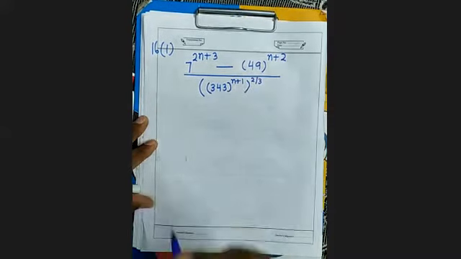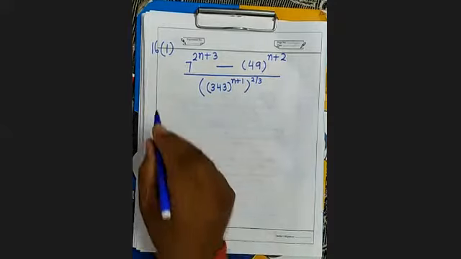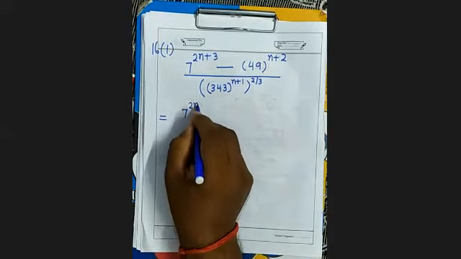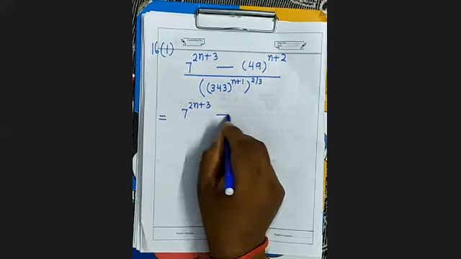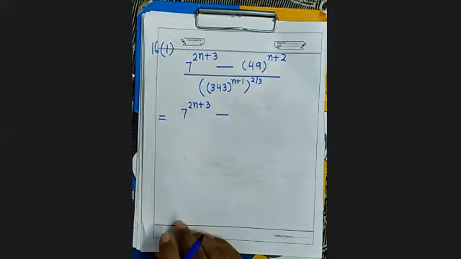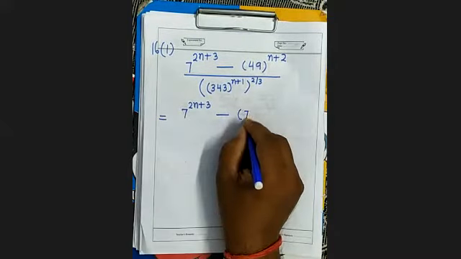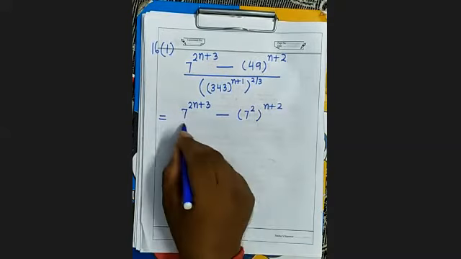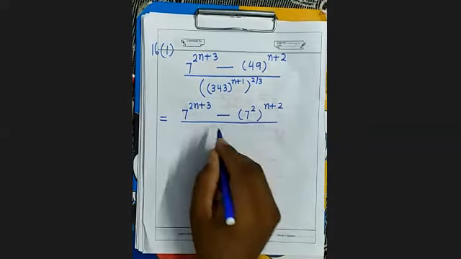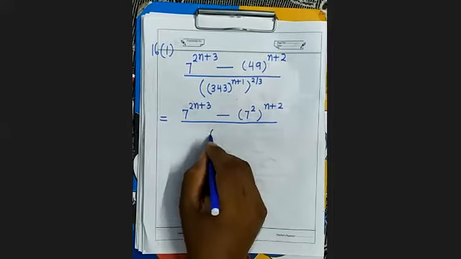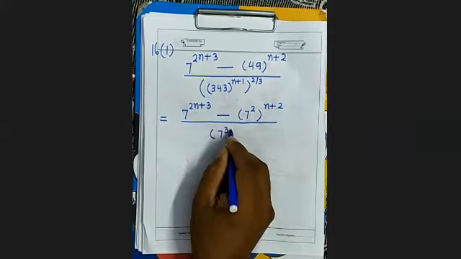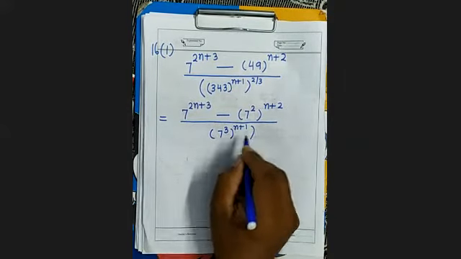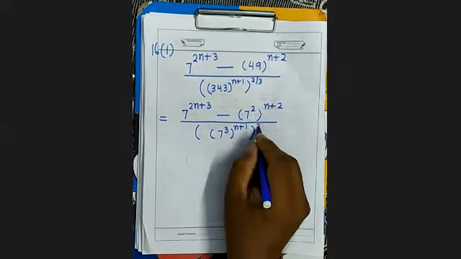So see here, 7 to the power 2n plus 3 minus, because 7 is a prime number, 49 you can write as 7 squared, whole to the power n plus 2. And 343 you can write as 7 to the power 3 whole to the power n plus 1. And then there is one more power, 2 upon 3.